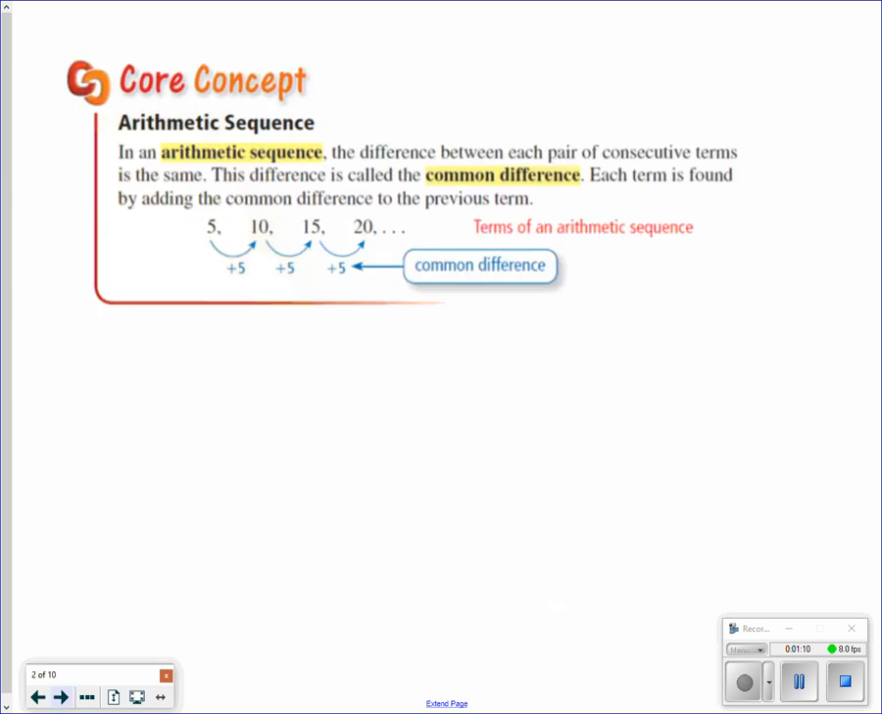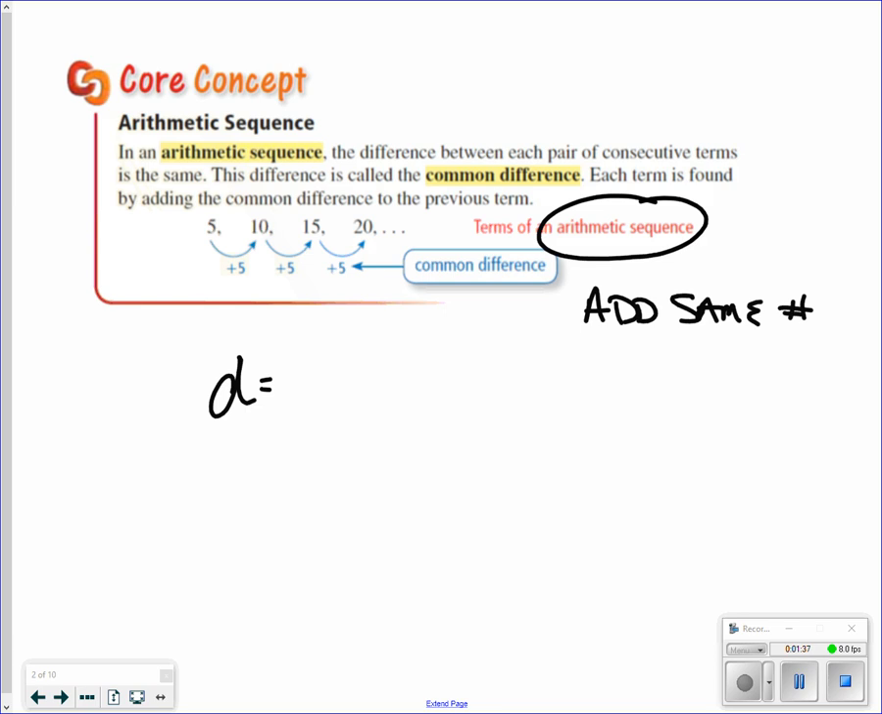Now, as we said, in an arithmetic sequence, the difference between each consecutive number is the same. This difference is called a common difference, used as a D in the formula when we get to that. Each term is found by adding a common difference. So again, adding 5, adding 5, adding 5. If it is an arithmetic sequence, you're always adding the same number each time. That number could be negative, so it could be going down, but you are adding the same number each time, and that is called a common difference.